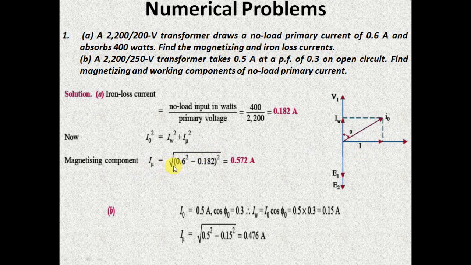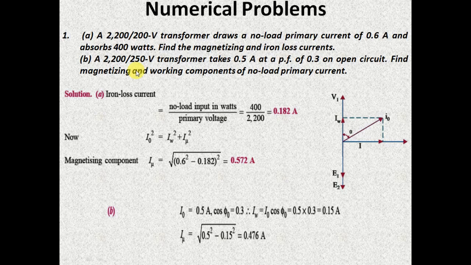You can easily find it by square root of I0 square minus IW square. Here also one correction is there. This is not actually the whole square. This is just 0.182 square. Then you will be getting the value of I nu.